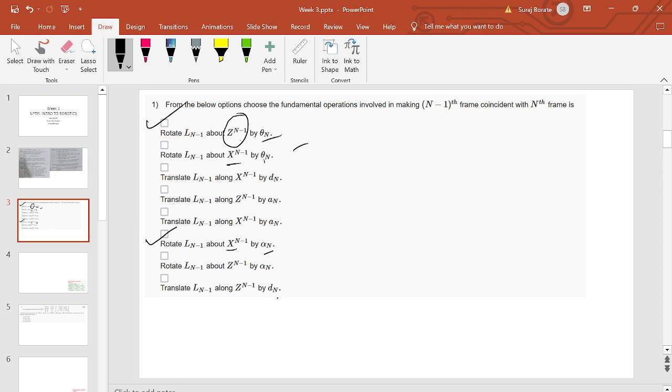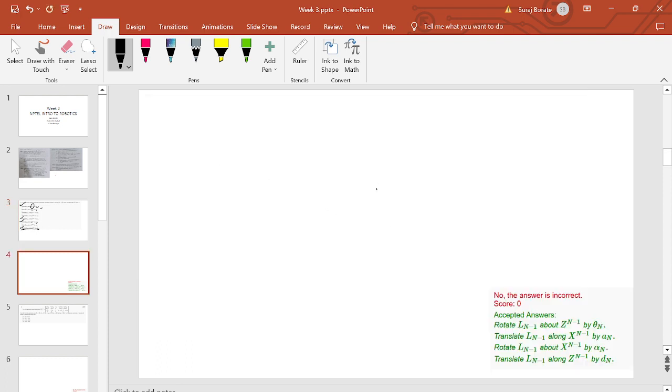Then alpha about the z axis is not right. D should be about the z axis or the x axis? Can anyone tell? So is this option correct? It is correct, sir. Okay, so D is about the z axis, and A should be about the x axis, right? So that is how we solve this question, and that is the answer.